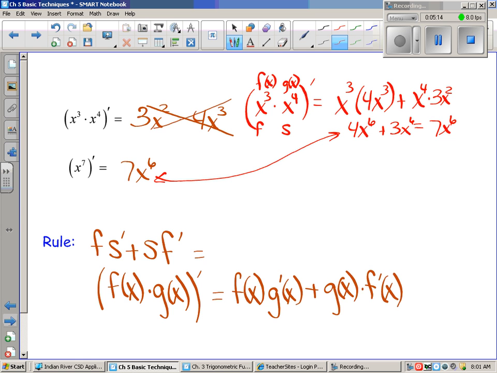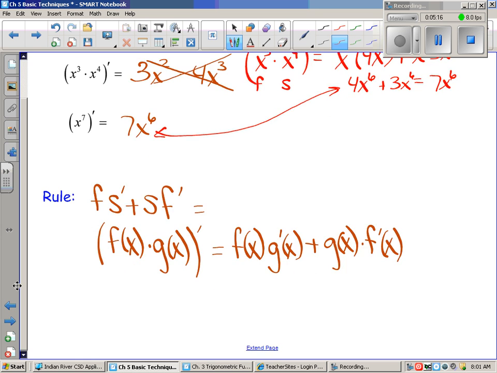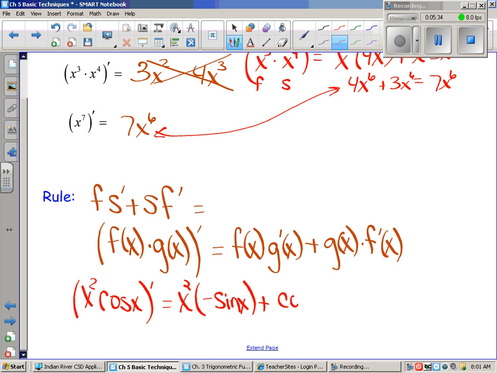So now let's look at that x squared cosine x question that you had in the previous slide. Okay, the first function is x squared, so it would be first times the derivative of the second plus the second times the derivative of the first. And so to finish this, we would have negative x squared sine x plus 2x cosine x.